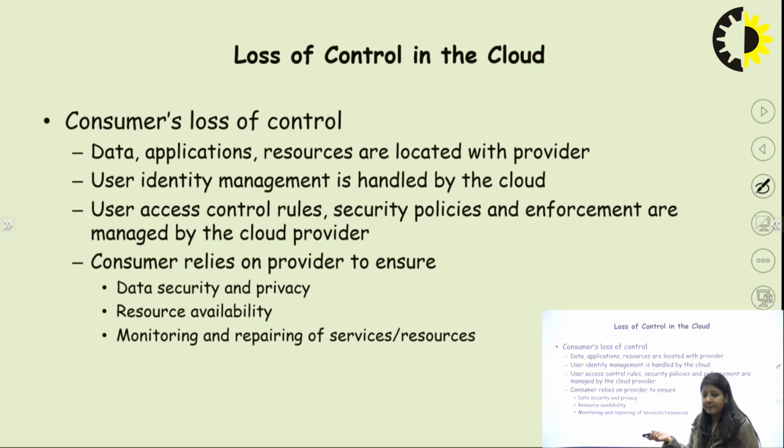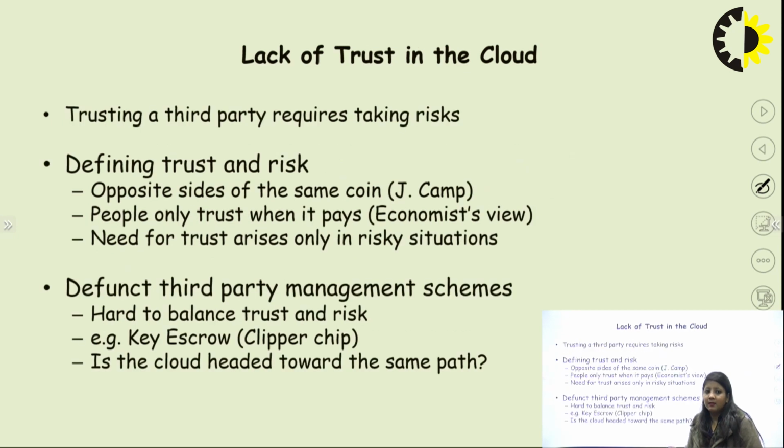Resource availability means the resource I am going to access is not available at that time. How will my business be affected if the resource is not available? Monitoring and repairing the services or resources is also one issue. How can we monitor, and how can we repair if my data gets corrupted? How can we get my data back? Fine.